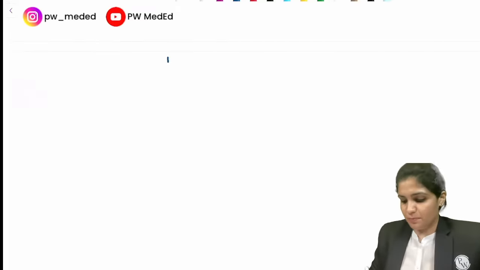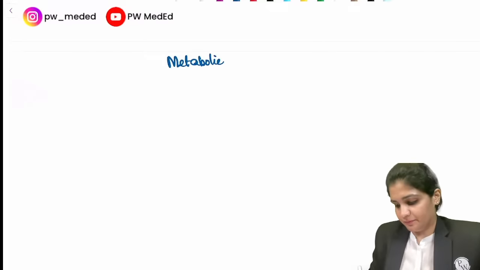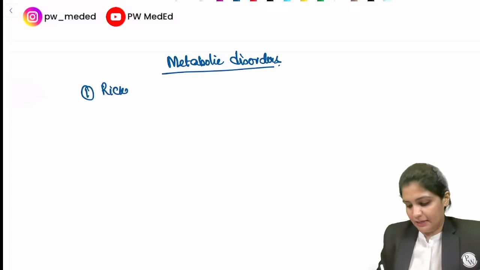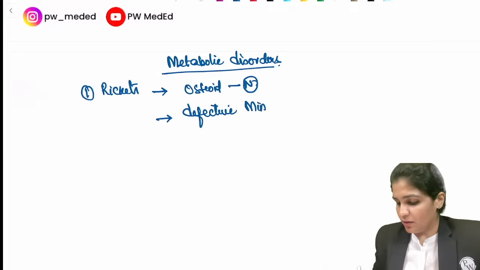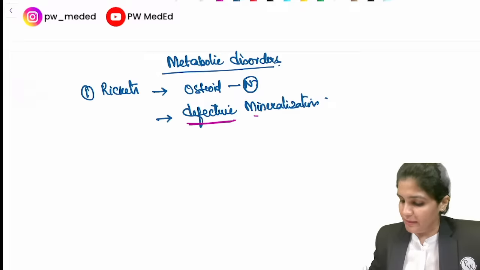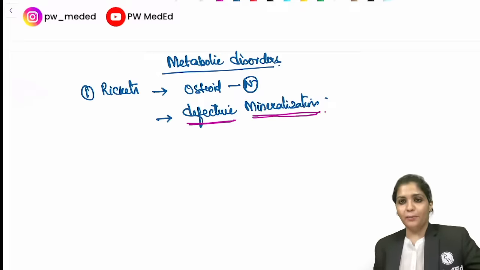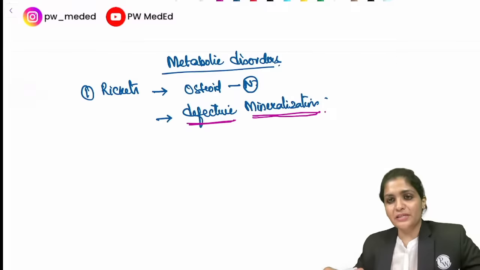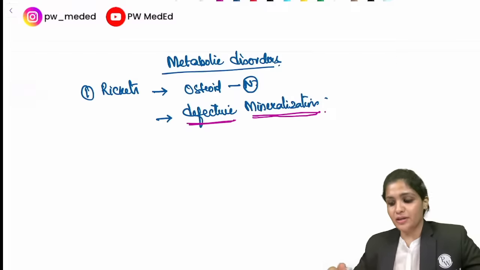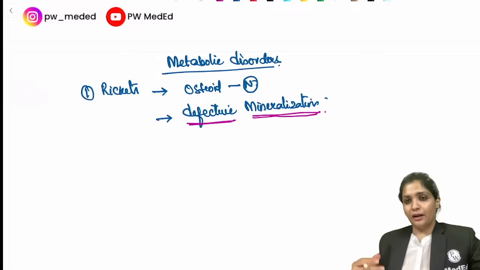So let's understand a few various metabolic disorders. So first and foremost is your rickets, right? In rickets, what will happen? The osteoid formation is normal, hence your calcium phosphorus is normal, but it is defective mineralization. So whatever the mineralization should occur over, it is not happening. Defective mineralization. To that context, the bone is formed by organic and inorganic components. Inorganic is nothing but your calcium hydroxyapatite. So this calcium is laid over this bone, that is the osteoid. Osteoid is nothing but whichever is not mineralized. So non-mineralized bone is called osteoid.